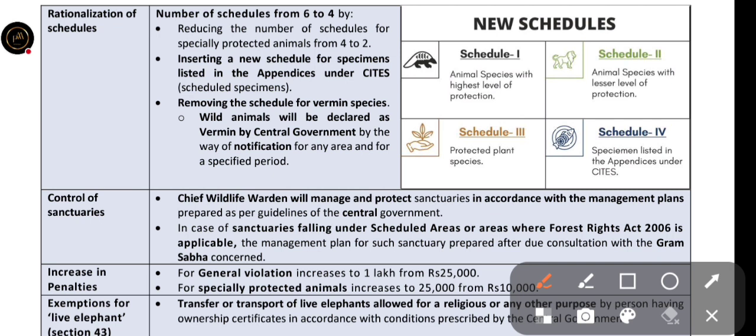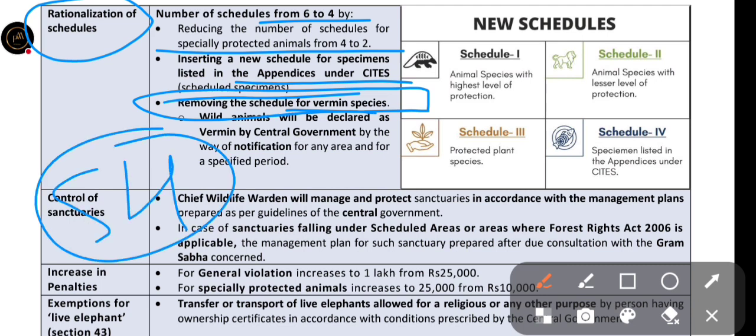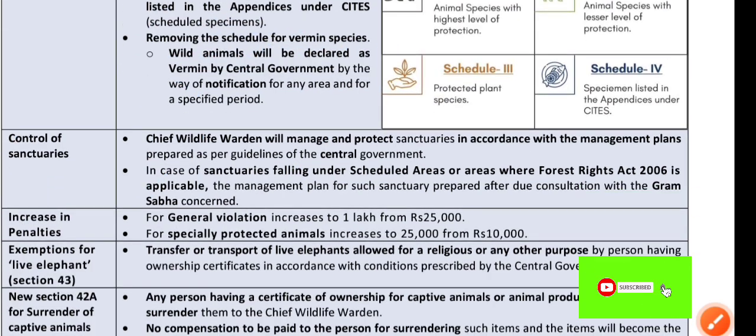And the next recommendation is rationalization of schedules. The number of schedules is reduced from 6 to 4, by reducing the number of schedules for especially protected animals from 4 to 2, and inserting a new schedule for specimens listed in the appendices under CITES and scheduled specimens, removing the schedule for vermin species. Vermin species was designated under Schedule 4, okay. So this was removed from this amendment act, okay.